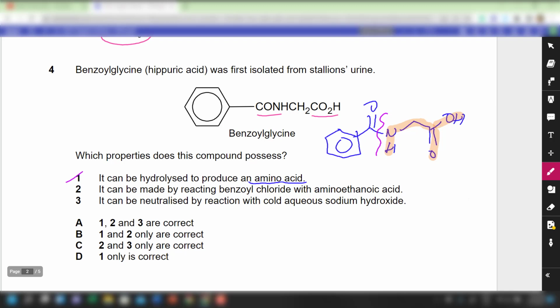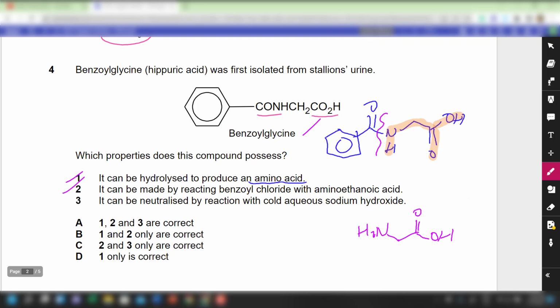Option 2, it can be made by reacting benzoyl chloride with amino ethanoic acid. So what exactly is amino ethanoic acid? This is ethanoic acid. Amino ethanoic acid means that this particular carbon contains the nitrogen group, the amino group, NH2 group, and if I react it with benzoyl chloride, it's going to give me this compound. So yes, I can pick option 2 as the right option.